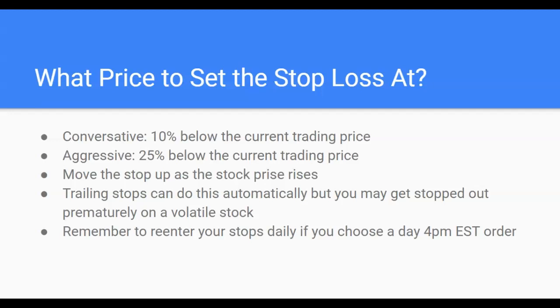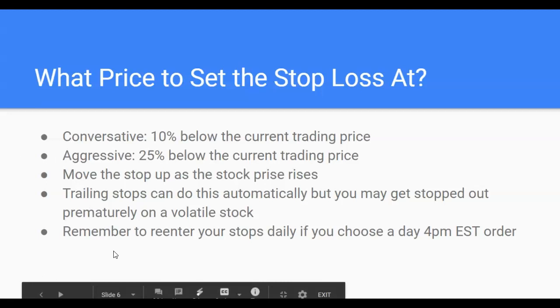And then remember to re-enter your stops daily if you choose a day order, which expires at 4 p.m. Eastern Standard Time. So guys, when you enter the stop loss on your order form, make sure that you're entering it each day, unless you change it to good till canceled, because at 4 o'clock Eastern Standard Time on a trading day, your stop loss order won't work anymore. That'll be it.